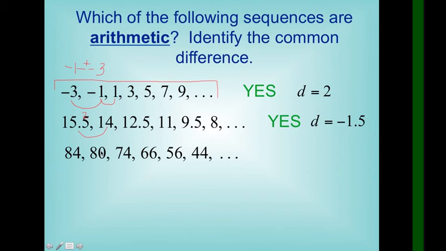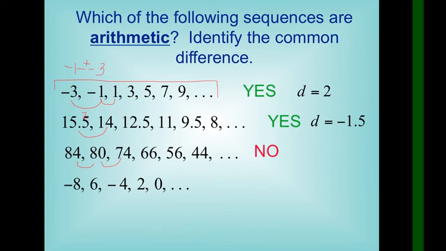Next, 80 minus 84 is negative 4. 74 minus 80 is negative 6. So, obviously, doon pa lang sa ating second difference, hindi na siya umaakma doon sa first. So, therefore, this one is a big no-no. It is not an arithmetic sequence, and it does not have a common difference.